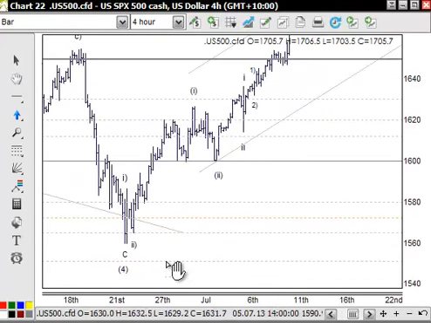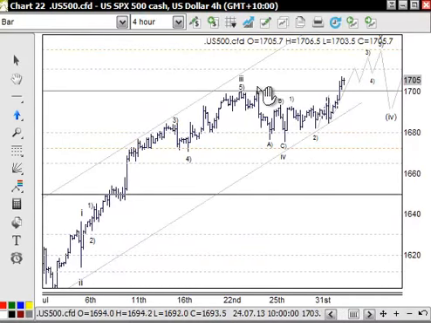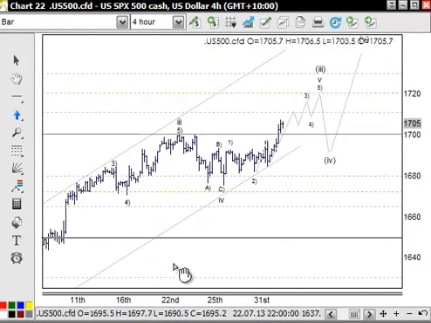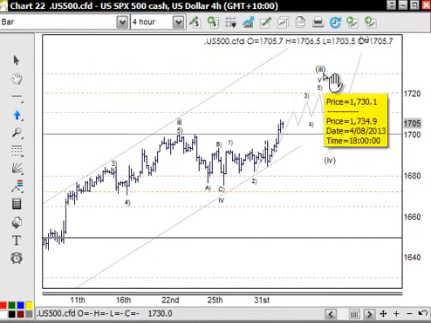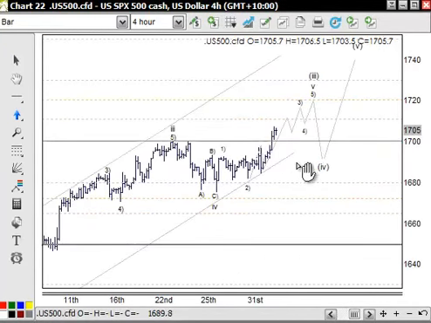If I come back to here, we've got up for wave 1 and back for wave 2, up for wave 3 here. We've got up for wave 1 here, back for wave 2 here, and this is all the 3rd wave. So we're looking for the top of the 3rd wave here, then the 4th, and then the 5th up through here.